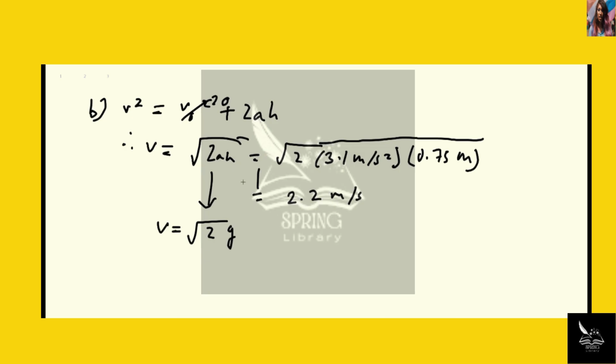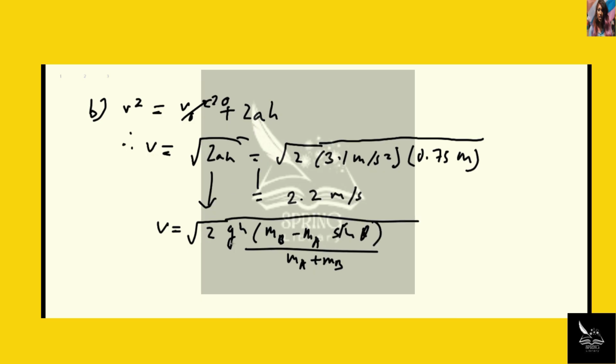Note that this term, 2 times a, is basically just g times h times (m_B minus m_A sine theta) over (m_A plus m_B). And so this is important, and why will become clear in a second. Okay, so this is our expression for velocity.